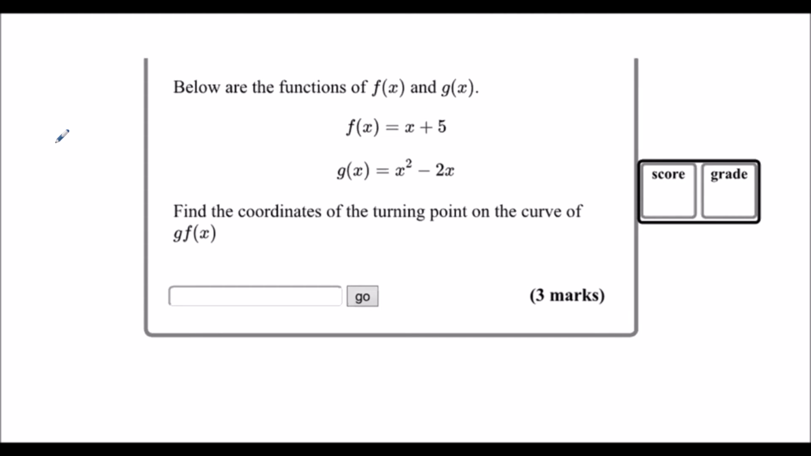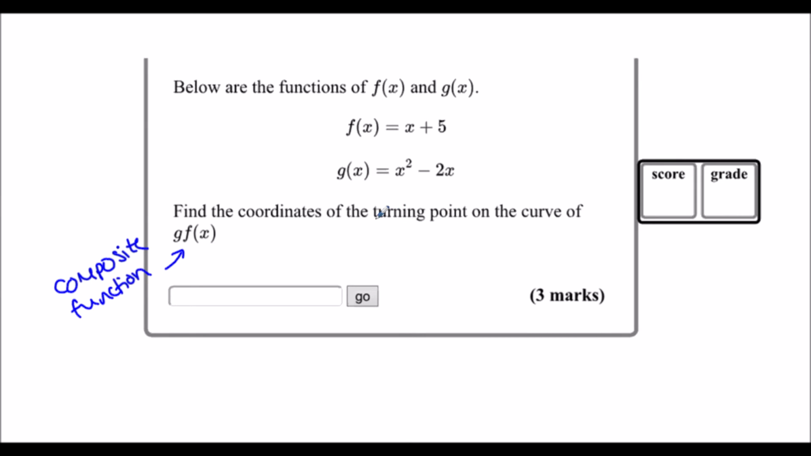Okay, question 7. Below are the functions for f of x and g of x. So we're told f of x is x plus 5 and g of x is x squared minus 2x. And it says find the coordinates of the turning point of g f of x. So this is going to be a composite function.